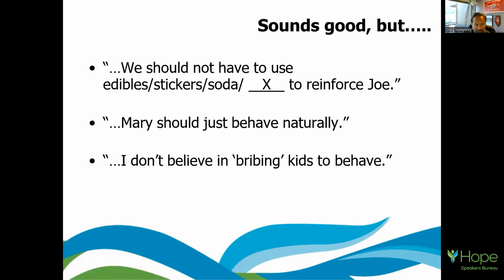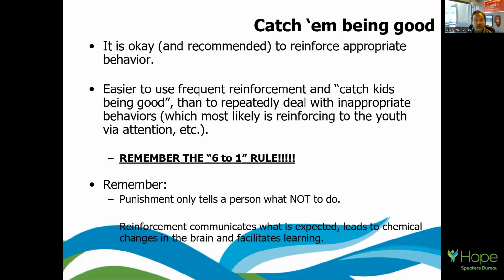I don't believe in bribing kids to behave. There are a lot of things that are just not right about that, and I want to make sure we clarify this: it's okay to reinforce appropriate behavior. It's easier to use frequent reinforcement to catch them being good than to repeatedly deal with inappropriate behaviors. And I use the 6-to-1 rule. That basically means for every one redirection, you should have at least 6 positive catch-good phrases.